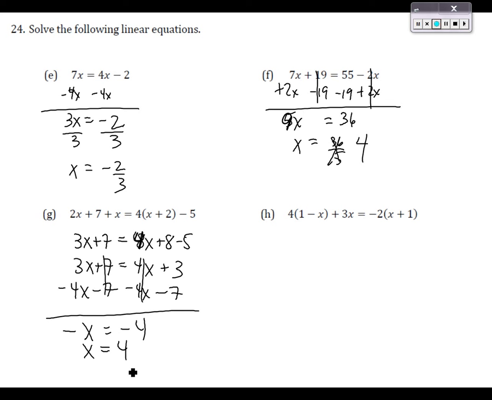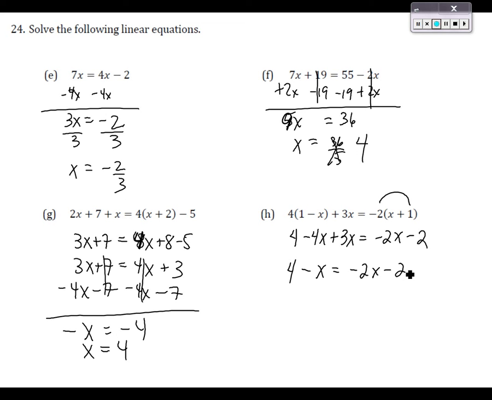Over here, I'm going to be distributing on both sides and combining. So 4 times 1 is 4. 4 times negative x is negative 4x. And I have 3x. And I have this, negative 2x. And don't forget to do this one too, minus 2. Combining like terms over here, I get 4 minus x equals negative 2x minus 2.